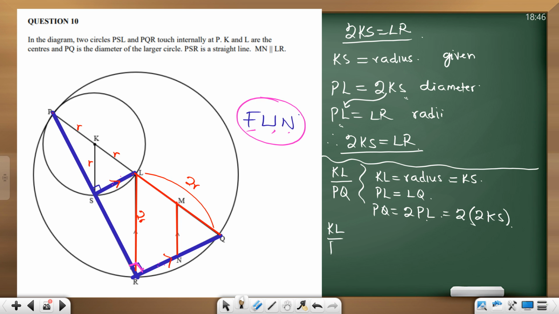So KL, presentation also matters. What is my KL? KS. What is my PQ? 4KS. What's my answer? Do you see the link? I just wrote both KL and PQ in terms of the same value. Okay. Are we together? 1/4. Check your 2 marks there. Easy 2 marks.